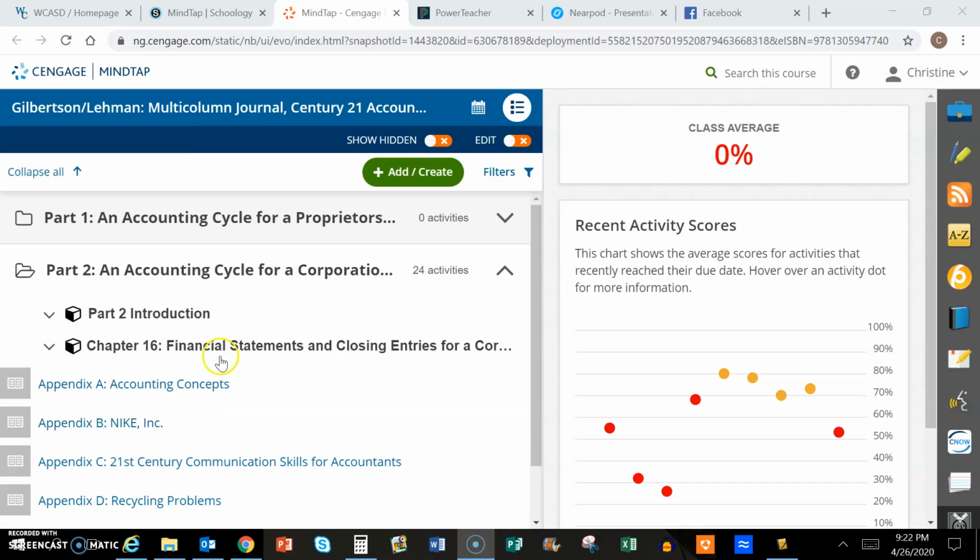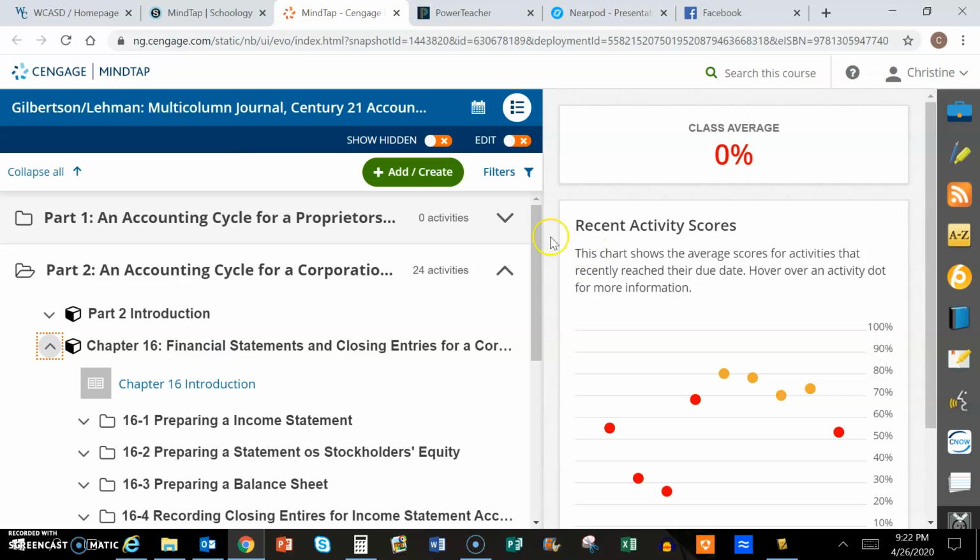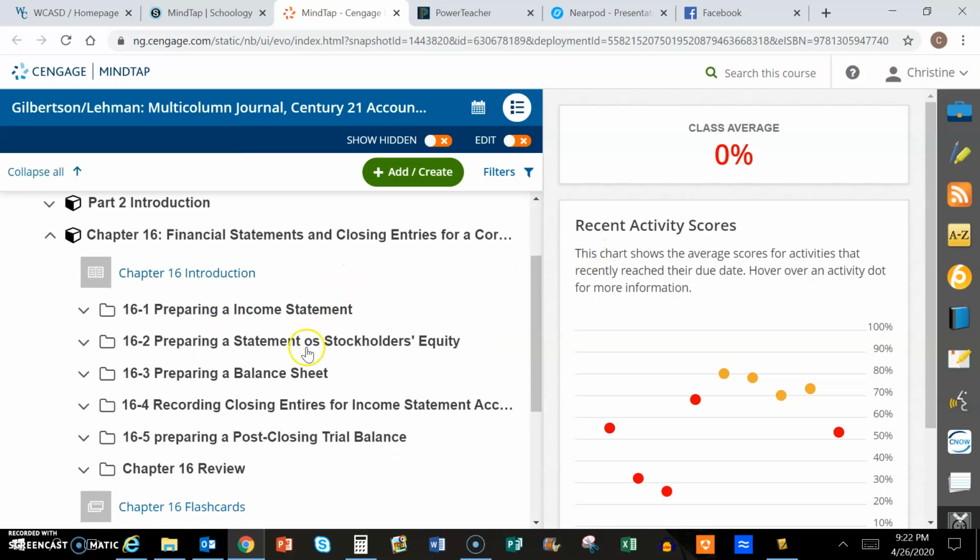Okay, guys, we're going to do Chapter 16, Financial Statements and Closing Entries. So let's click on that. We're going to do an income statement, a statement of stockholders' equity, a balance sheet, and then the closing entries. And then finally, the post-closing trial balance. A little difficult, but we will definitely make our way through, so just be patient.